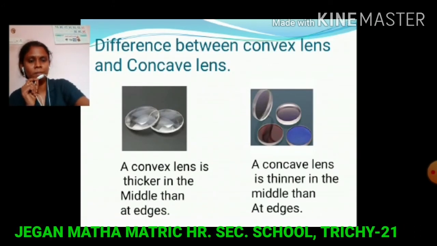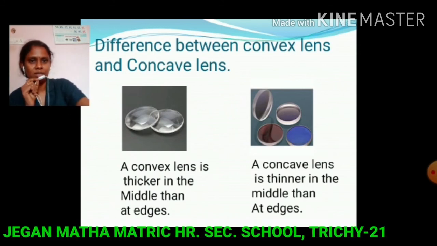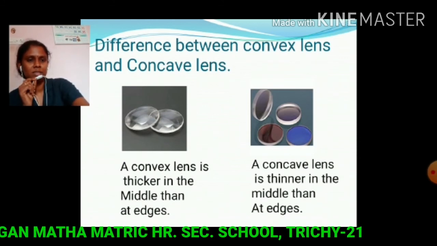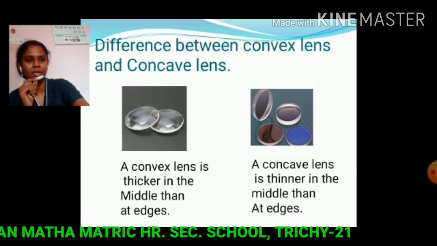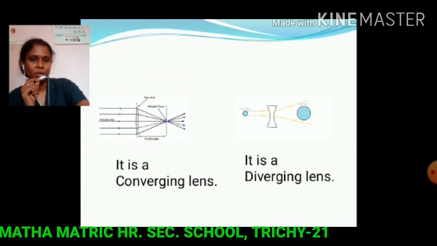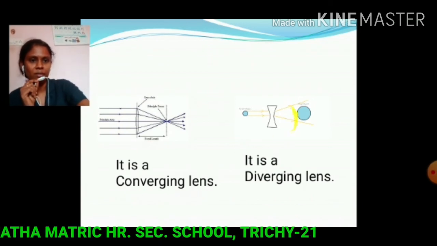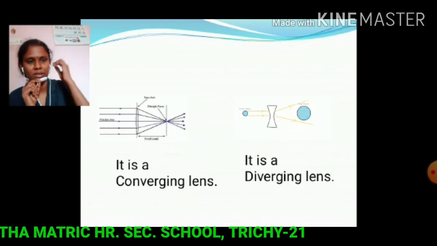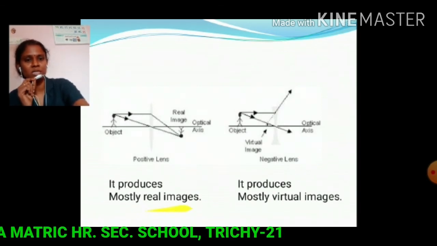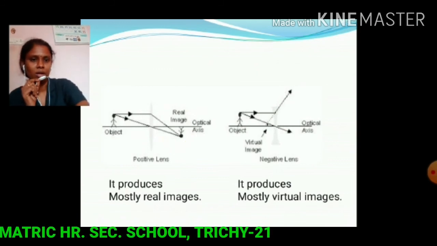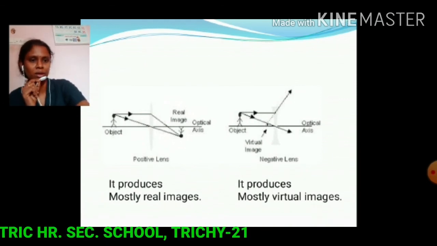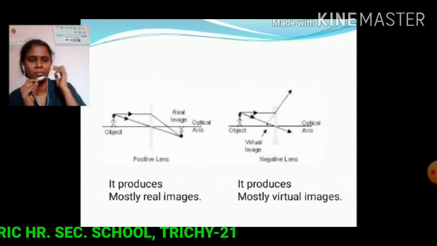So next we are going to learn about the basic differences between a convex lens and a concave lens. We know that a convex lens is thicker in the middle than at the edges. A concave lens is thinner in the middle than at the edges. Next, a convex lens converges the light rays, so it is a converging lens. A concave lens diverges the light rays falling on the lens, so it is a diverging lens. Next, a convex lens produces mostly real images, that is, a real image can be caught on a screen. But a concave lens produces mostly virtual images. Virtual images cannot be obtained on a screen.